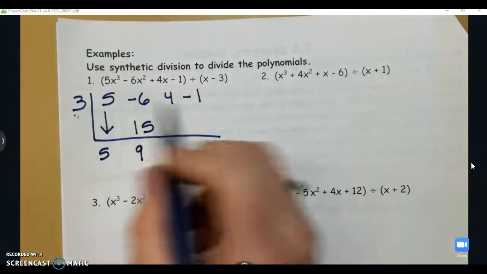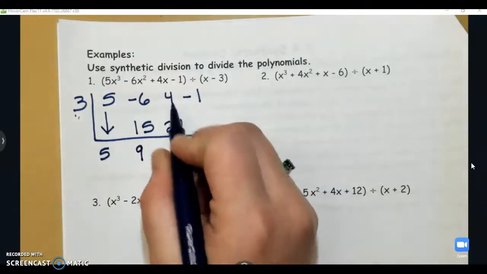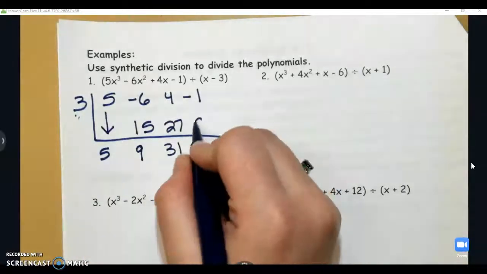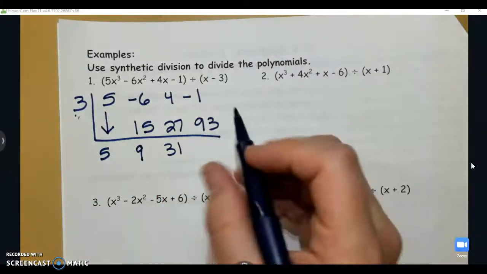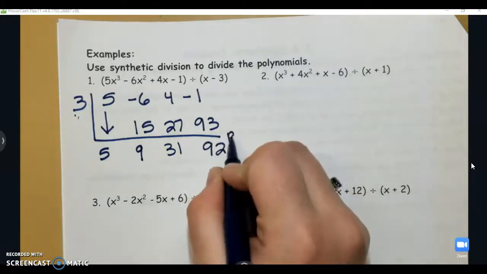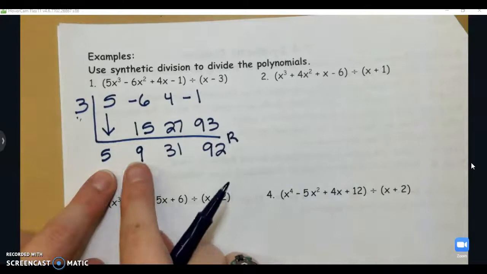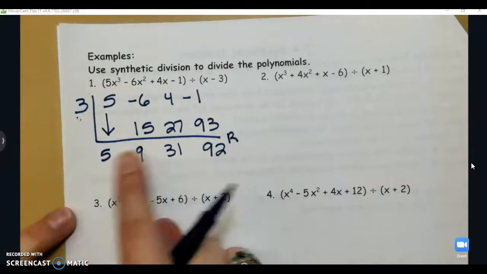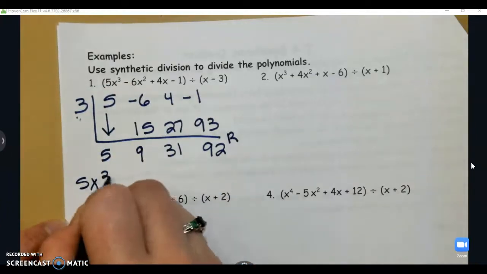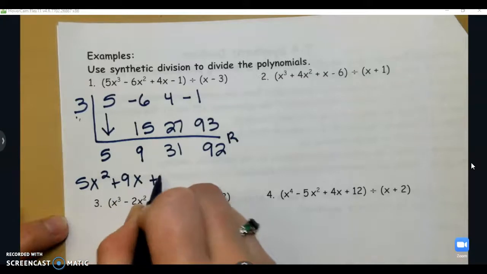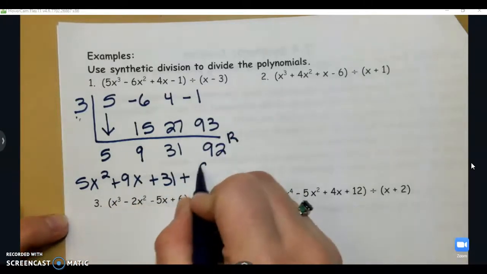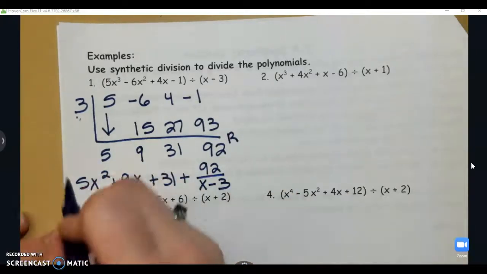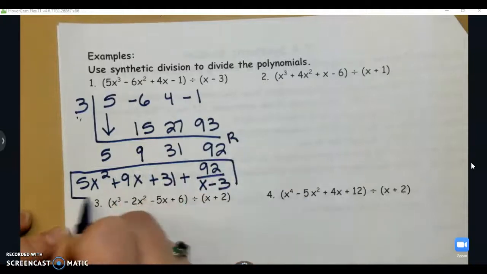Then I'm going to again multiply that by k. 9 times 3 is 27. Add that to 4, that gets me 31. Multiply by 3 again, that gets me 93. Add to negative 1, and that gets me 92. And this becomes my remainder. So now what I'm ready to do is fill in these coefficients into 1 less than the degree I started with. So that would be 5x squared plus 9x plus 31 plus my remainder over my divisor, excuse me. Okay. So there is number 1.